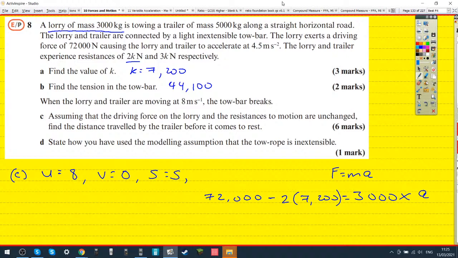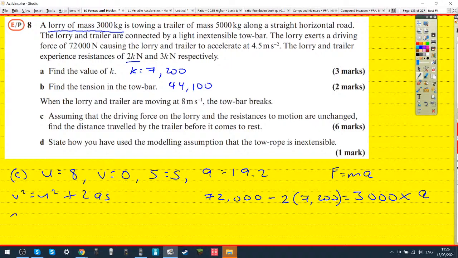I got 19.2. How can it be positive though if it's slowing down? Or is it slowing down? Alright. A is 19.2. Okay. So then this will be v squared equals u squared plus 2as. I think. Okay. So it'd be 0 squared equals 8 squared plus 2 times 19.2 s.